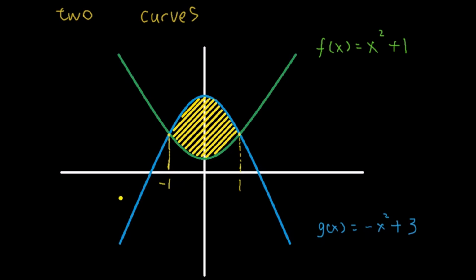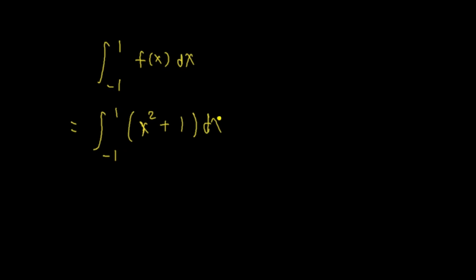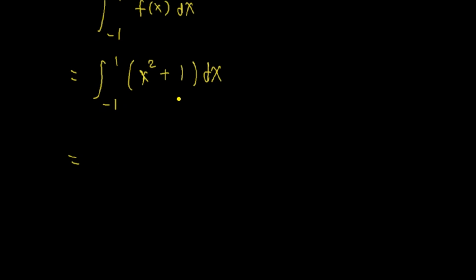16 over 3. Now let's find the area under the green curve here, and just subtract it from 16 over 3, and we will get the area of the shaded region in yellow. So now we're going to integrate the function f(x), which is x squared plus 1. The integral from negative 1 to 1 of f(x) dx is equal to the integral from negative 1 to 1 of x squared plus 1 dx. It's an easy integral. Add 1 to the power, divided by the new power, plus, integrating 1 is just x.